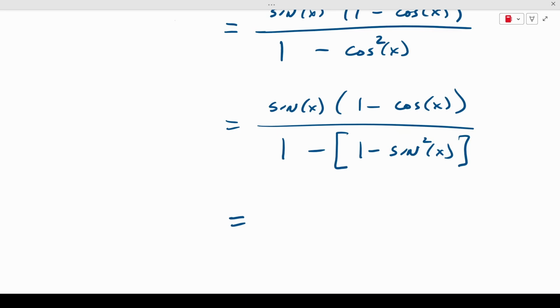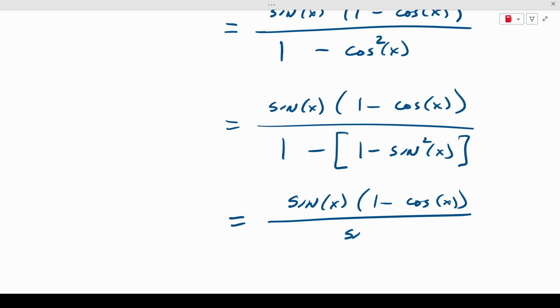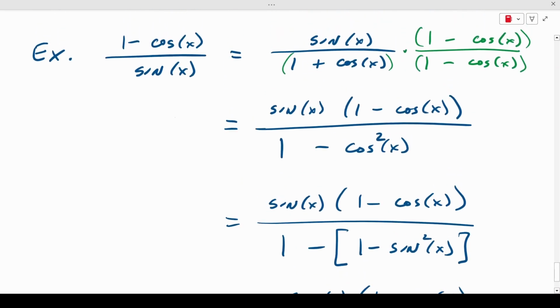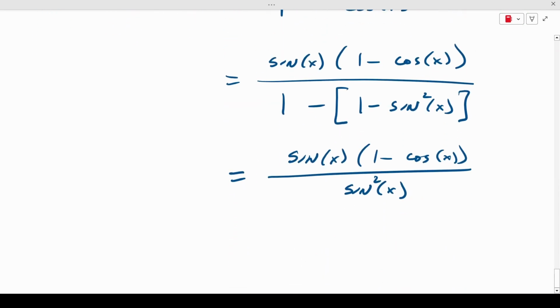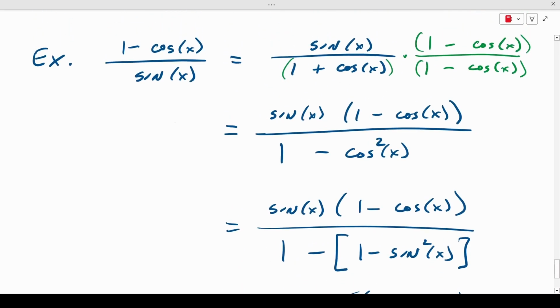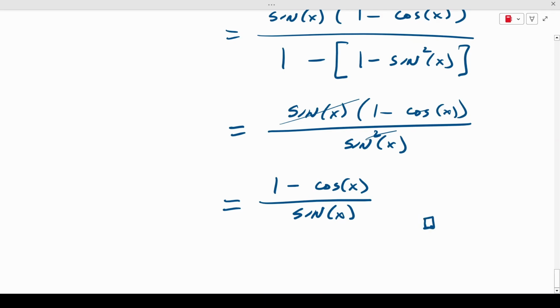I like that. 1 minus 1, that's 0, minus negative. So I now have sine x times 1 minus cosine of x in the numerator over sine x squared. Now I'm feeling really good. Can you see how this is going to end up? I can divide the numerator and denominator both by a sine x, and I'm left with 1 minus cosine of x over sine of x. And that's what I wanted. There it is. That's the left-hand side. Done. My proof is complete.